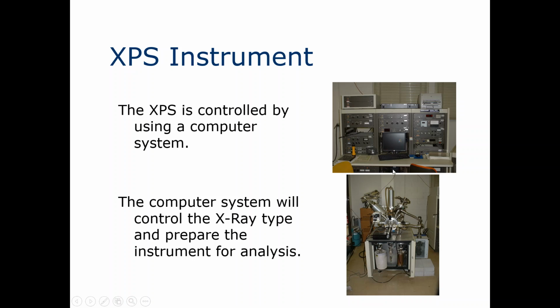The computer system controls the X-ray type and prepares the instrument for analysis. It is connected with the XPS instrument, so the instrument is controlled with its help. It not only controls the system but also the analysis, meaning what type of analysis we carry out on the sample. All these features of the instrument are controlled with the help of this computer system.